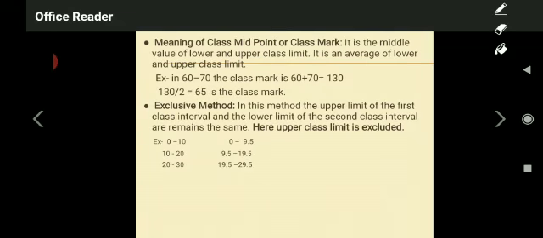I hope you understood. Now, one more important thing you have to understand over here. That is meaning of class midpoint or class mark. My dear students, for the calculation of frequency distribution, you must understand this midpoint calculation, midpoint or class mark.